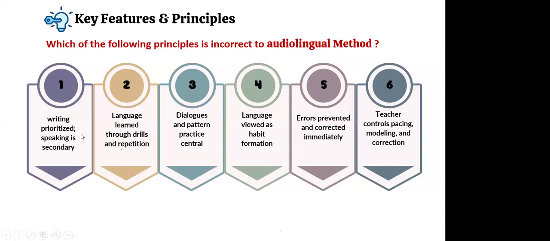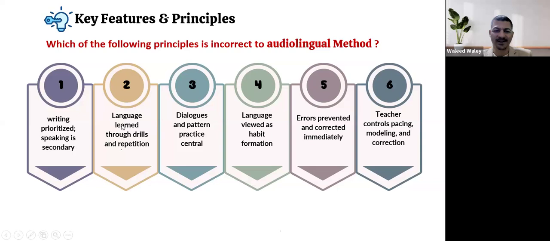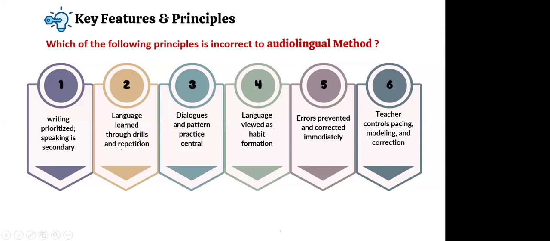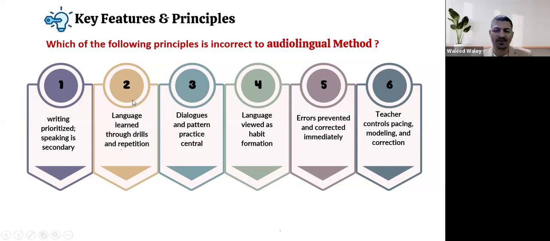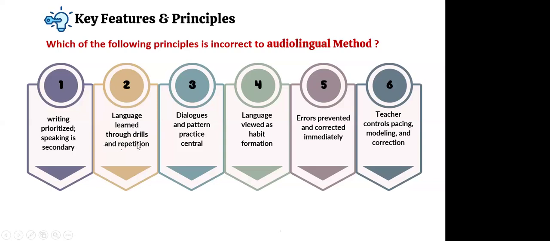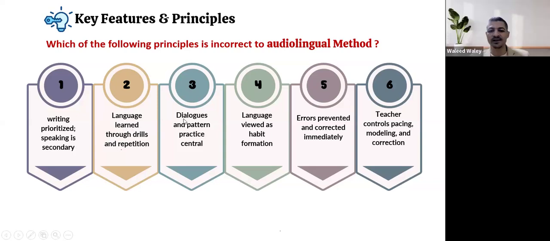Writing prioritized, speaking is secondary. And what is number 2? Language learned through drills and repetition. Okay, it is true. Exactly. So what happens in an audio-lingual method? Language learned through drills and repetition. And what else? Dialogues.